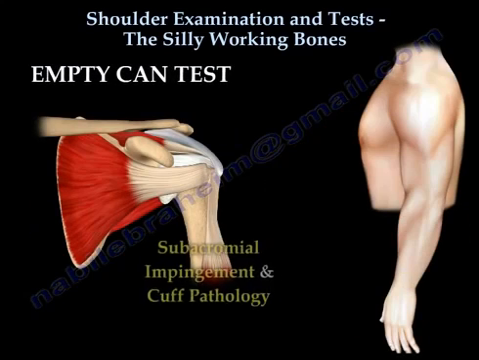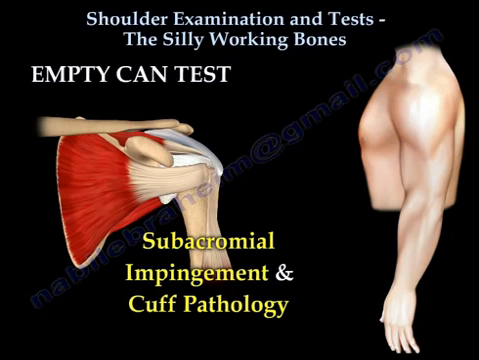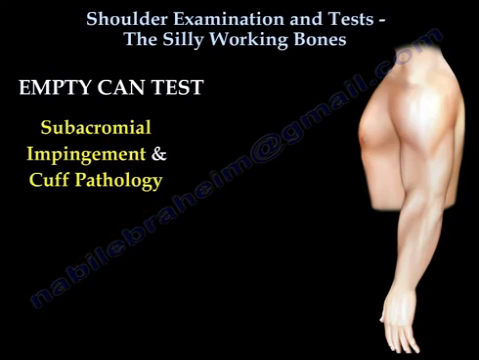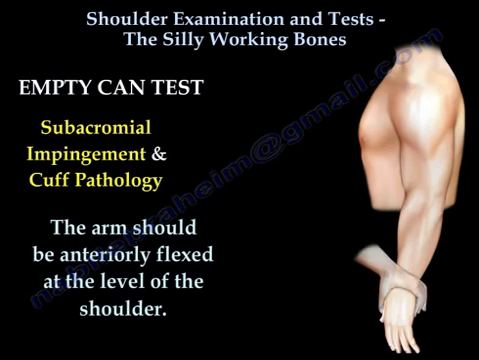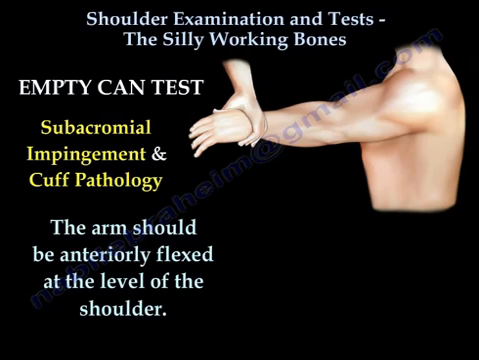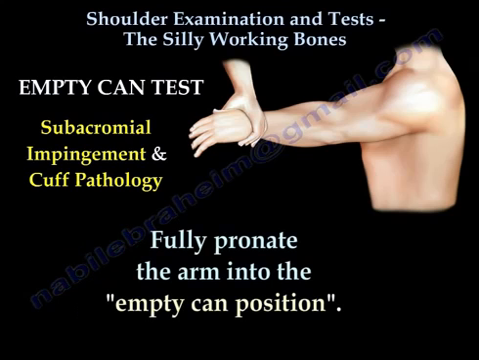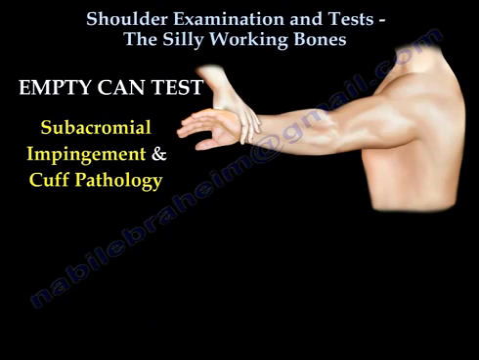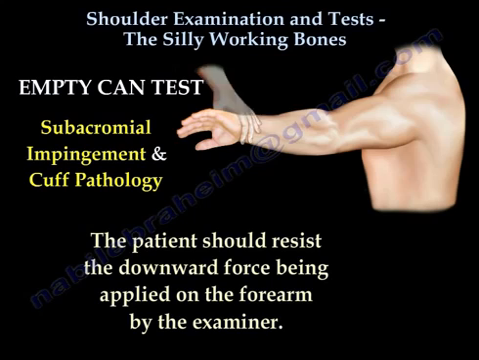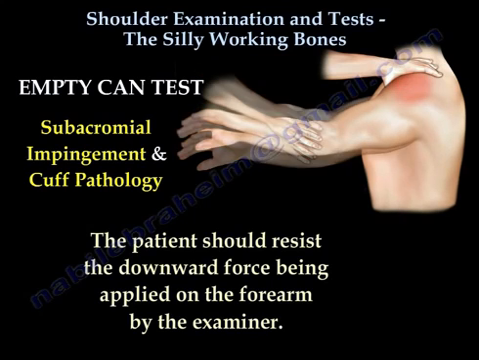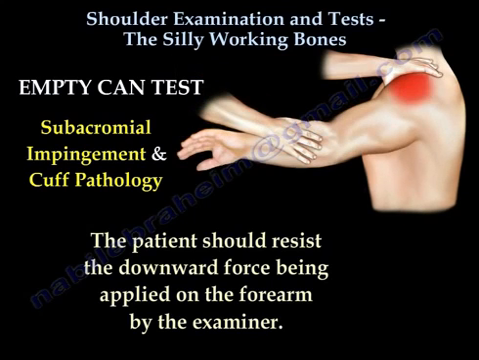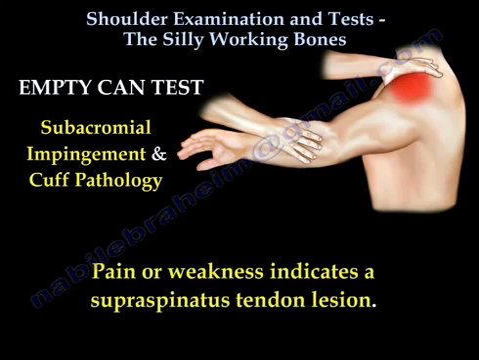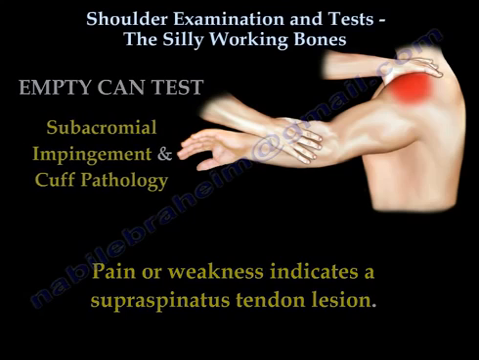Empty can test. It is a real test for subacromial impingement and cuff pathology. The arm is anteriorly flexed at the level of the shoulder. Fully pronate the arm into the empty can position. The patient should resist the downward force being applied on the forearm by the examiner. Pain or weakness indicates supraspinatus tendon lesion or pathology.